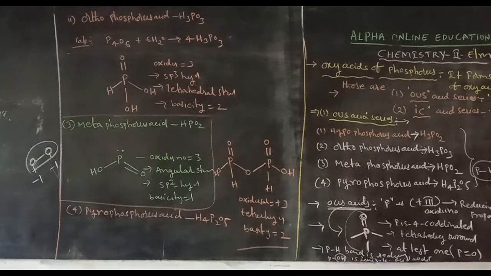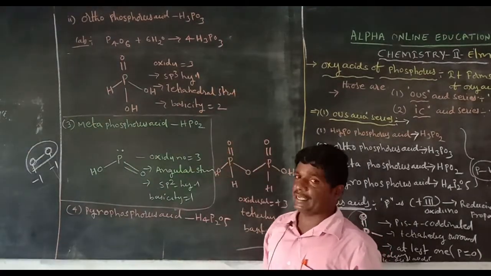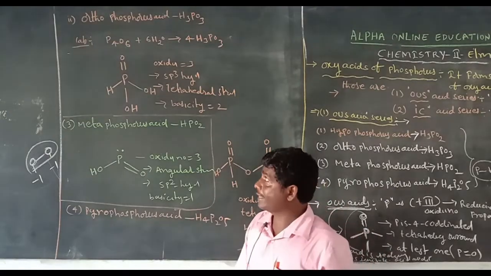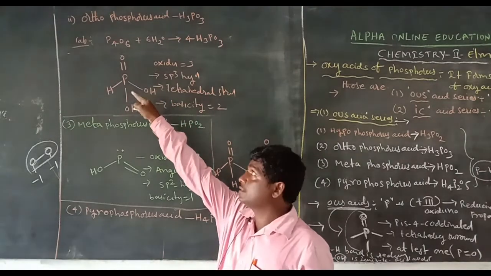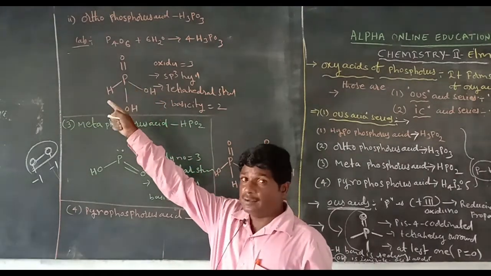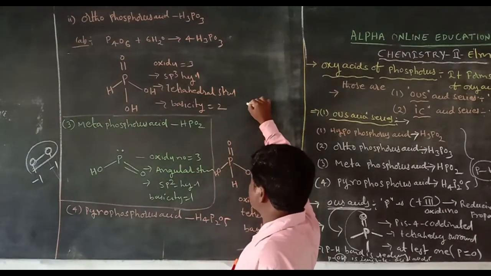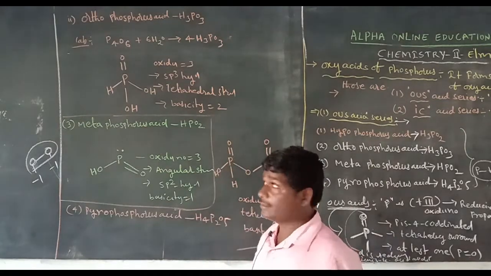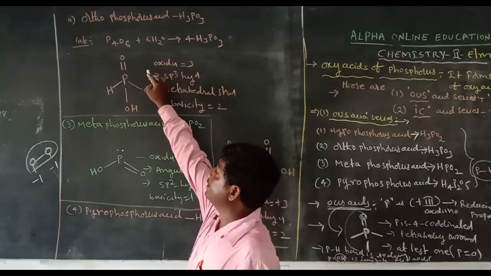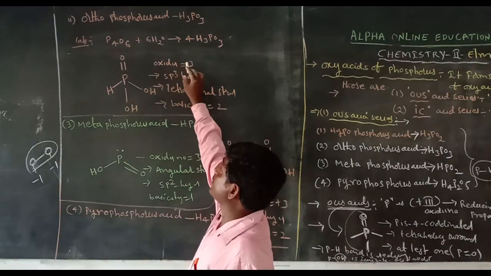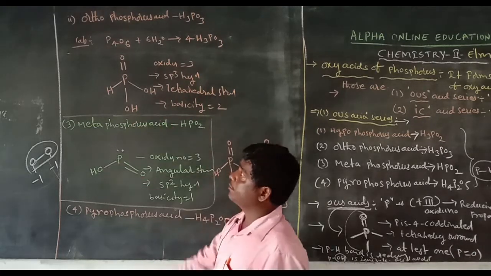Orthophosphorus acid, general formula H3PO3, is prepared by a laboratory method from phosphorus trioxide, that is P4O6. Phosphorus exists as 4 atoms, so it is tetraatomic in nature. Phosphorus trioxide, P4O6, dissolved in water forms orthophosphorus acid, with the formula H3PO3.